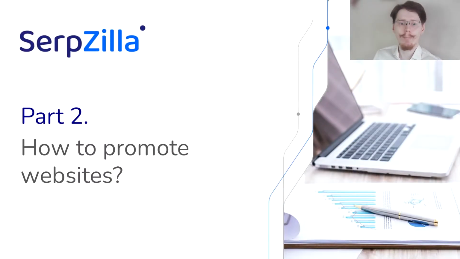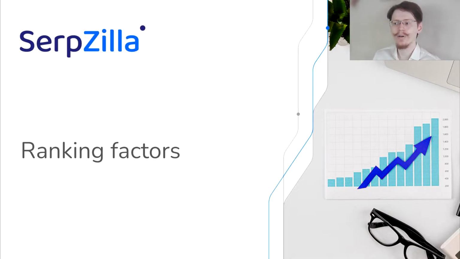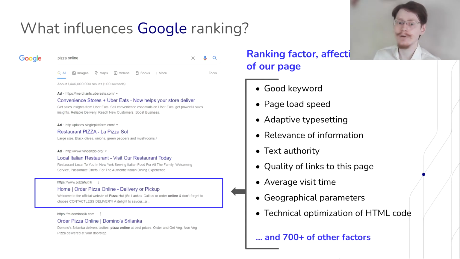Part 2, how to promote websites. Let's go on a bit of a practice here. Google ranks different websites using specific ranking factors. There are quite a few of them, over 700, much more, I believe.